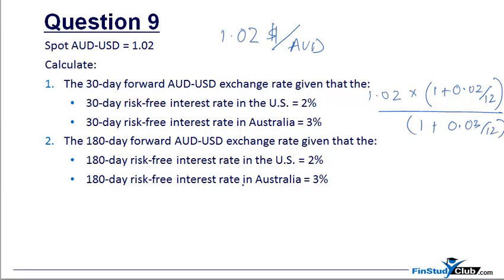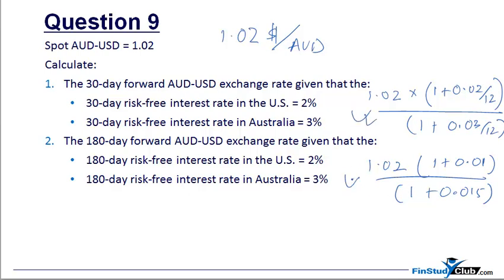Coming over to the 180-day forward rate, current spot rate is 1.02, dollar is in the numerator, apply the US dollar risk-free rate, it's 1 plus 2%, 180 day, so I'm going to effectively take 0.01, which is half of 2%, divided by 1 plus 0.015, which is half of 3%. Alright, so that's how we would get the forward rates.